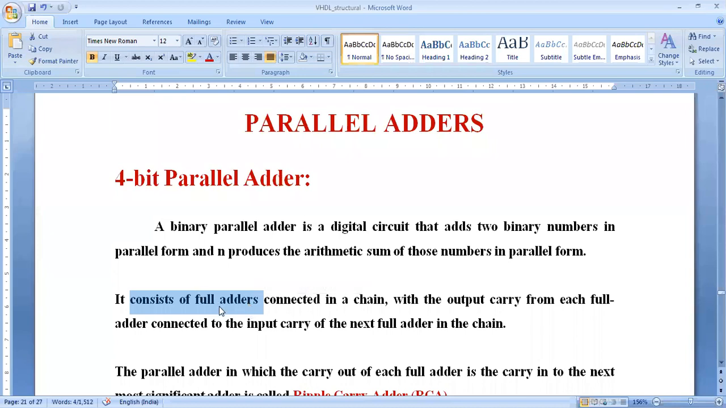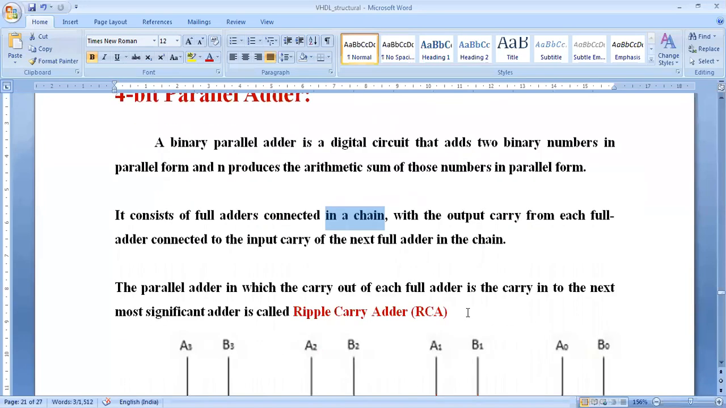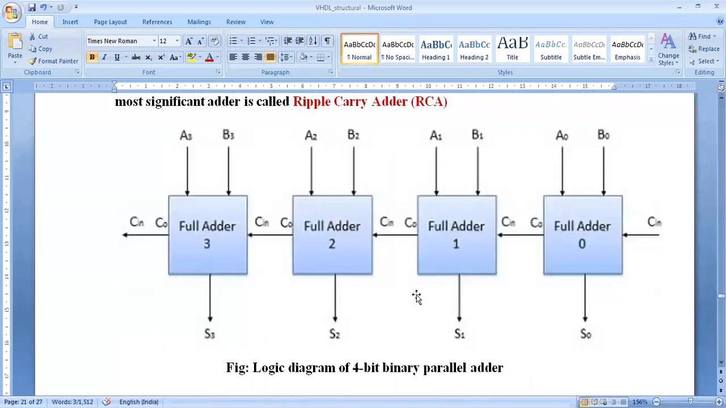So the parallel adder consists of full adders, and the full adders are connected in a chain, in cascade form, with the carry out from each full adder connected to the carry in of the next full adder in the chain. It is easy to understand that the carry out of one full adder is connected as the carry in to another full adder circuit. Here you can see the logic diagram.